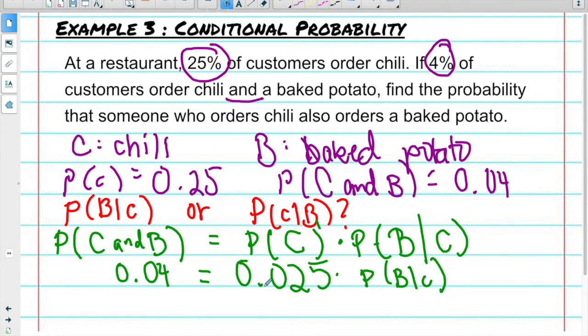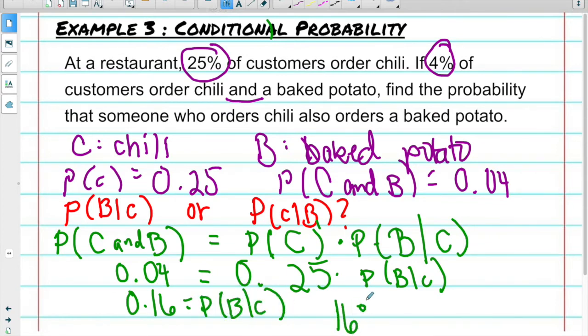To solve this one-step equation, we just divide both sides by 0.25. Sorry, I don't know why I put a 0 there. Divide both sides by 0.25. When we do that, we will get 0.16, which is 16%. But typically with probability, we should leave it as a decimal less than 1. Okay.